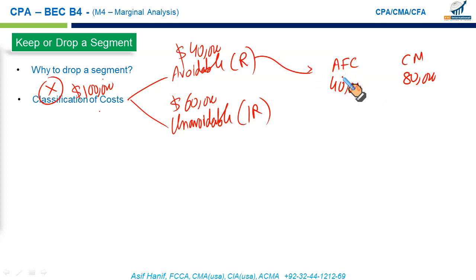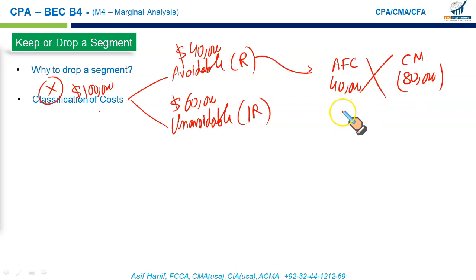Now just look at this. When you discontinue this segment X, you are sacrificing $80,000 just to save $40,000 of avoidable fixed costs. It's a bad decision. Whenever your avoidable fixed cost is less and the lost contribution margin is more, you should keep the segment as is. Keep the segment if the lost contribution margin is more than the avoidable fixed costs.